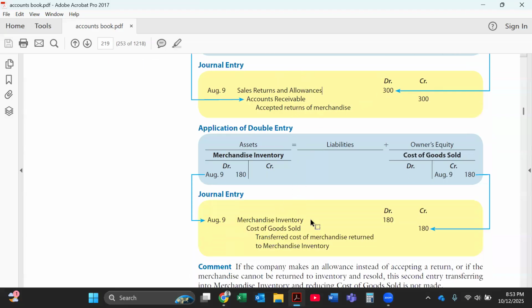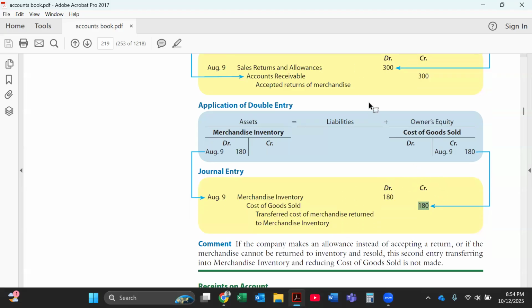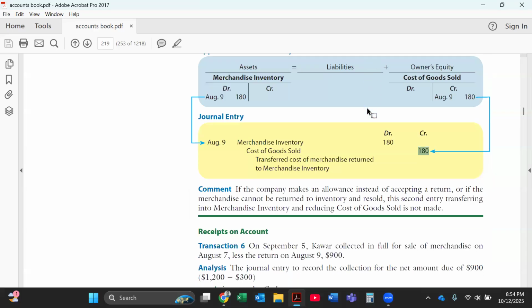And then we also want to debit merchandise inventory, putting that $180 inventory back in the inventory system. And crediting cost of goods sold, which is an expense. When we credit an expense, we're decreasing it. So this 180, when we sold it, went to cost of goods sold. And when we return it, we take it back out of cost of goods sold. That's what's happening there. So those are the two entries that are involved with returns.